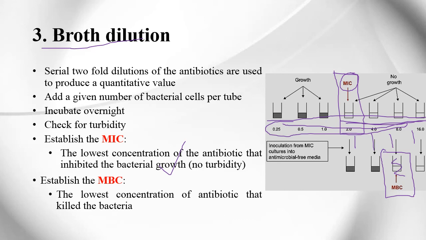You have to remember that at the MIC, the bacteria is only inhibited by the drug, but at the MBC, it has been fully killed. For example, here it is inhibited, but it grows here. Here it's inhibited, but it grows here. So therefore, remember that at the MIC, the bacteria only get inhibited by the drug. At the MBC, it is fully killed by the drug.